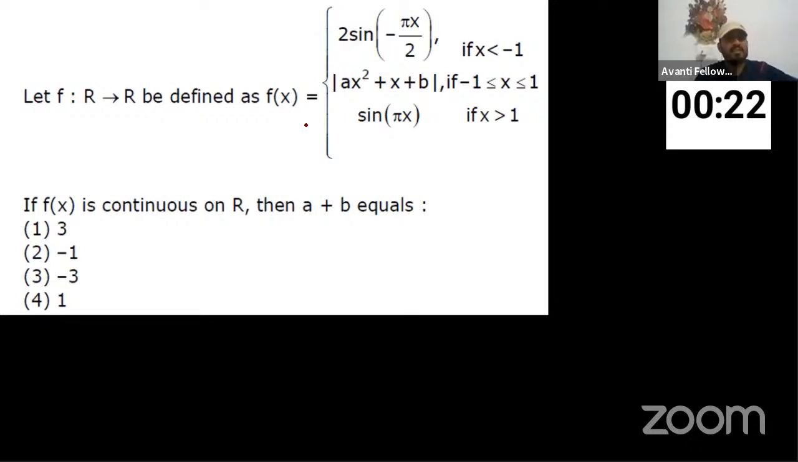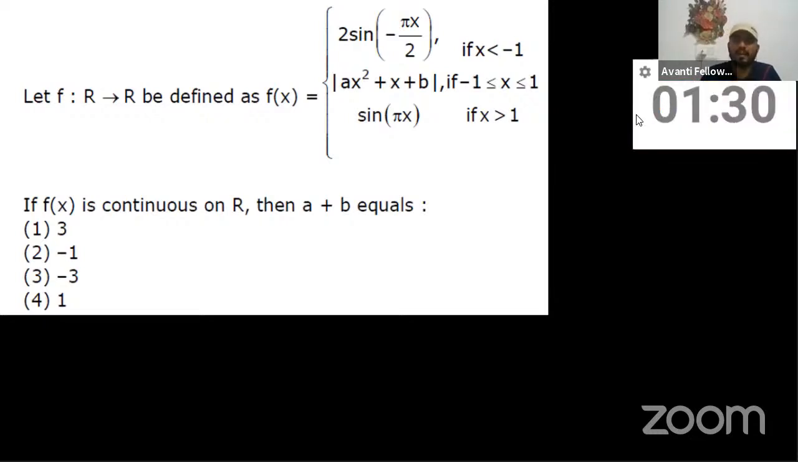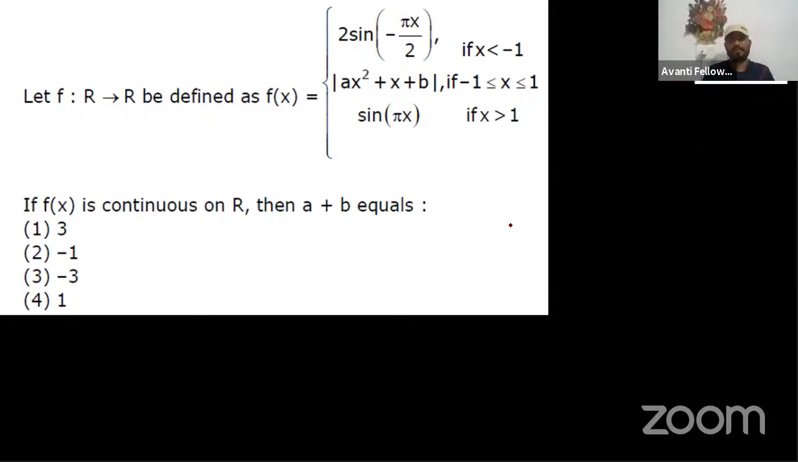It's saying this function is continuous. This is one of the simplest problems, guys. This is continuous, which means you have to check the continuity at the point where the function changes its definition. Okay, guys, your time is up. Now, let me solve this. Can you tell me where the function is changing its definition? Yes, the function is changing definition at x is equal to -1 and x is equal to 1. That means it should be continuous at x is equal to 1 as well as at x is equal to -1.